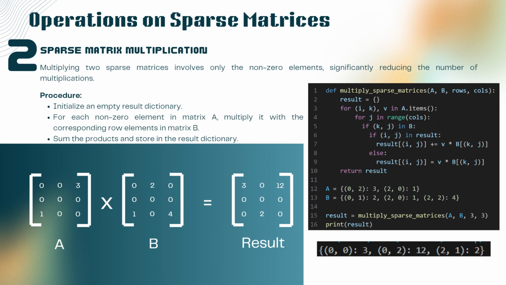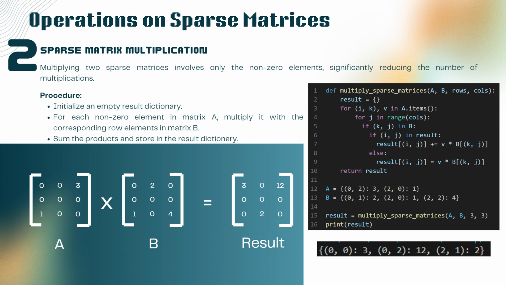Sparse matrix multiplication. Multiplying two sparse matrices involves only the non-zero elements, significantly reducing the number of multiplications. Procedure for this. Initialize an empty result dictionary. For each non-zero element in matrix A, multiply it with the corresponding row elements in matrix B, and then sum the products and store in the result dictionary. In the example, we have matrix A and matrix B with non-zero elements at different positions. After the multiplication of these sparse matrices, we will get this resultant matrix.